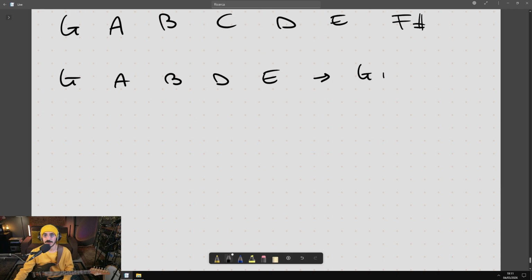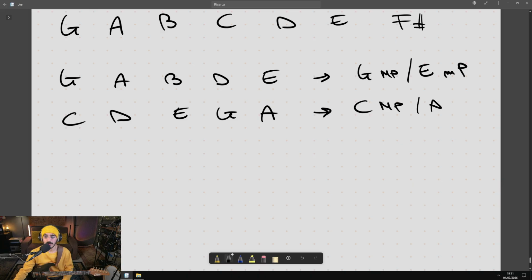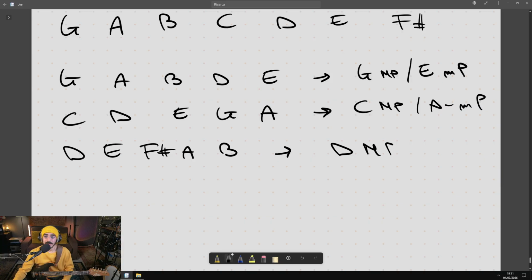This is the G major pentatonic or the relative minor, E minor pentatonic. Then we have C, D, E, G, and A, and this is C major pentatonic or the relative minor, A minor pentatonic. And then we have D, E, F sharp, A, and B. And this is D major pentatonic or the relative minor, B minor pentatonic.